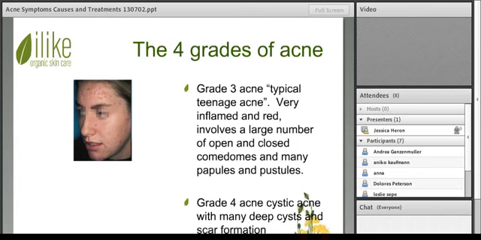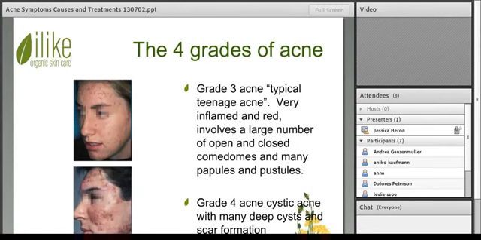If they're seeing a dermatologist and taking medically prescribed medications, that's something you need to discuss with the doctors too. You need to know and be informed of what they're taking, and what contraindications certain treatments that you provide may have when you're treating somebody who is on medication. Grade 4 acne is cystic acne with many deep cysts and scar formation.